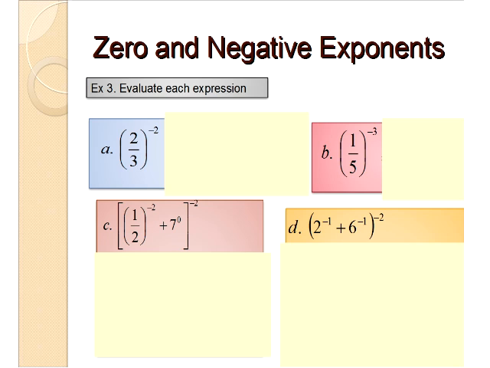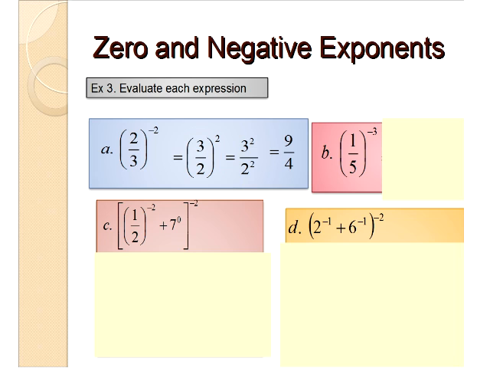So here's some more examples. In fact, I think this first one was one we just did. Question B is 1 over 5 to the negative 3. So the negative tells me to flip the base, and then I know what 5 cubed is. It's 125.